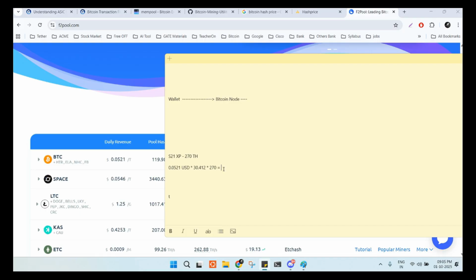Okay, so 0.0521 multiplied by 30.412 multiplied by 270. I'm just using my calculator, one second. So it is coming to something around 427 US dollars.